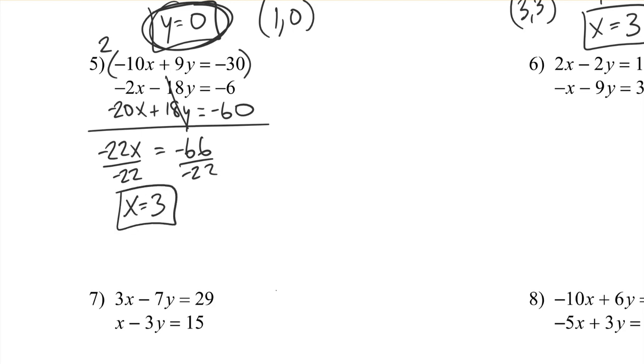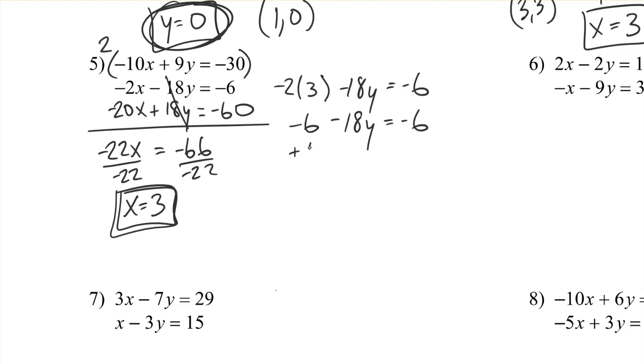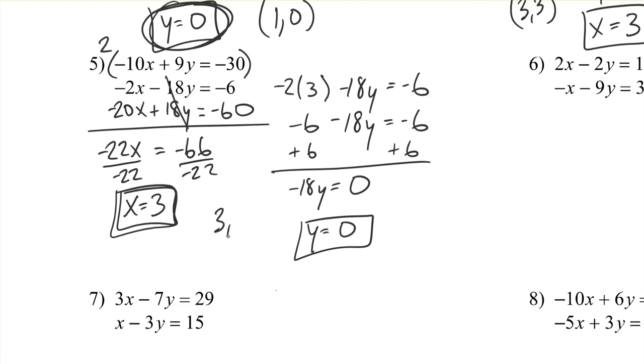Let's take the bottom equation here. Negative 2 times x minus 18y equals negative 6. Substituting in our 3 for x. So negative 6 minus 18y equals negative 6. If we add 6 to both sides, negative 18y equals 0. What's that mean? y must equal 0. So our solution is 3, 0.